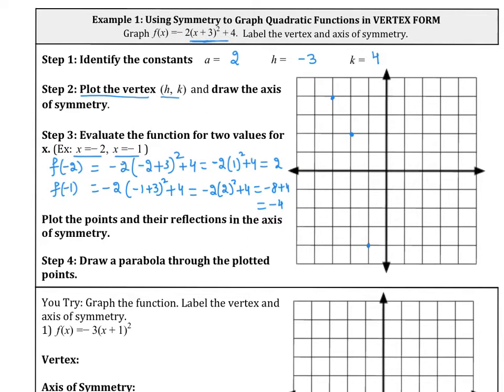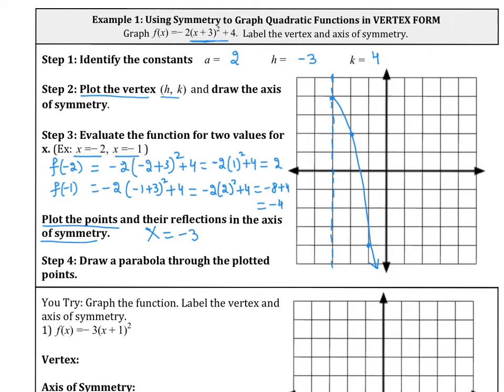Now we are going to draw the axis of symmetry. So remember, the axis of symmetry is x equals h, which is negative 3. So the axis of symmetry is this line, and that is a vertical line passing through negative 3. So this is my vertical line. I got the one side of the graph, that is this side, and I'm going to mirror the points on the other side of the axis of symmetry.